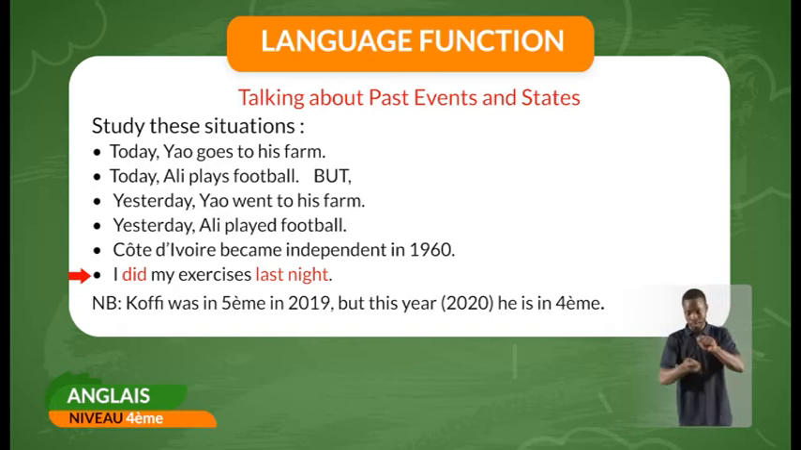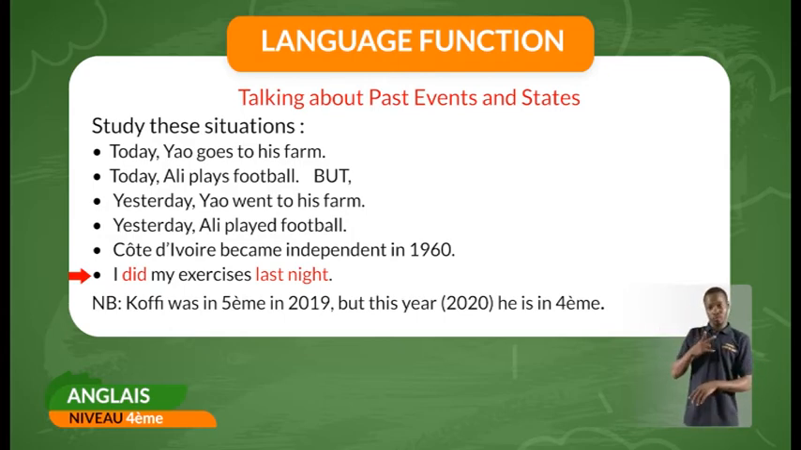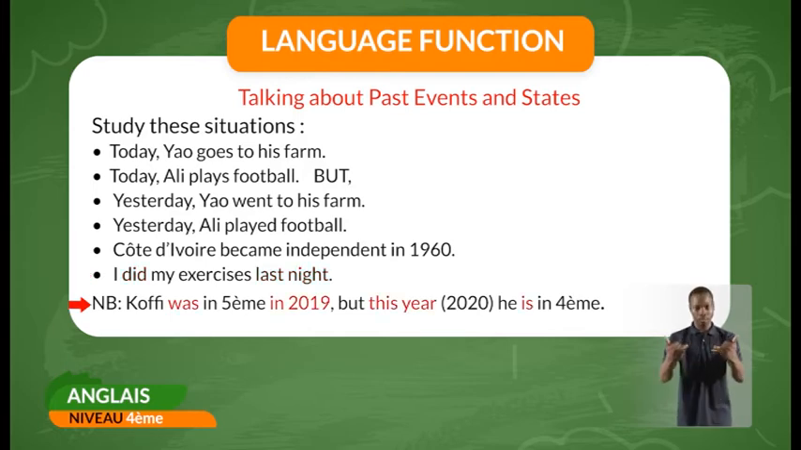I did my exercises last night. Last night is a time expression to say that something happened in the past. I did. To do, did. Now, this is something important. Kofi was in 5e, that's to be, in 2019. To be, was. But this year, in 2020, where is he? Is he in 5e? No, he's in 4e. So that's the present.